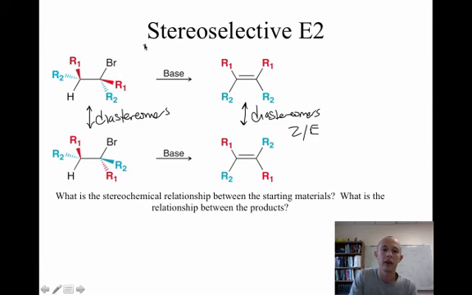This is called stereoselectivity. So the E2 is a stereoselective reaction, meaning that this diastereomer will only give this diastereomeric product, and this diastereomer will only give this one. So you won't get mixtures, you'll only get this diastereomer or this diastereomer.